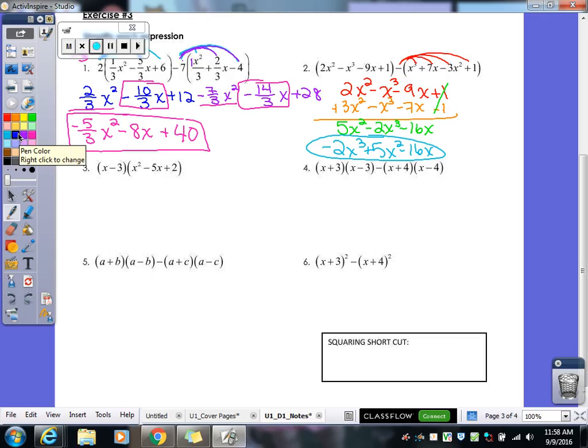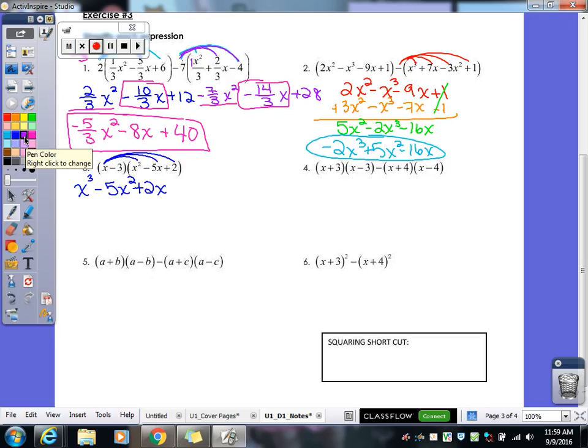So 3, we're multiplying a binomial times a trinomial. So all we have to do is use our distributive property twice. So we're going to distribute first the x through the parentheses with the trinomial. So x times x squared. That goes back to our rules of exponents. You would add those, so we get x cubed. X times negative 5x would give us negative 5x squared. And then x times the 2 would give us a 2x.